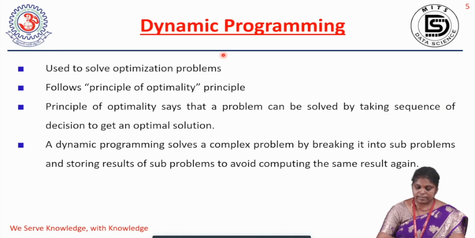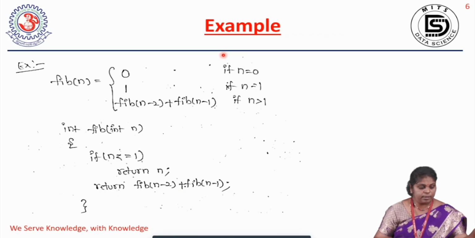Let me take an example of the Fibonacci series. What is the Fibonacci series? In this series, the starting two terms are 0 and 1. The remaining terms are calculated as the sum of the previous two terms. For example, 0 and 1, the next term is calculated as 0 plus 1, we get 1, and the next term is 1 plus 1, 2. The next term is 1 plus 2, 3. Like that, the sum of previous two terms, like that we'll find this series.